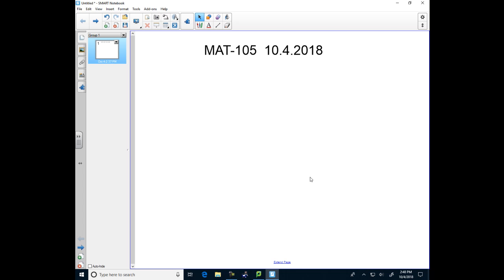So let's talk about a type of promissory note that's called a simple discount note. Now it's page 286 in your book.